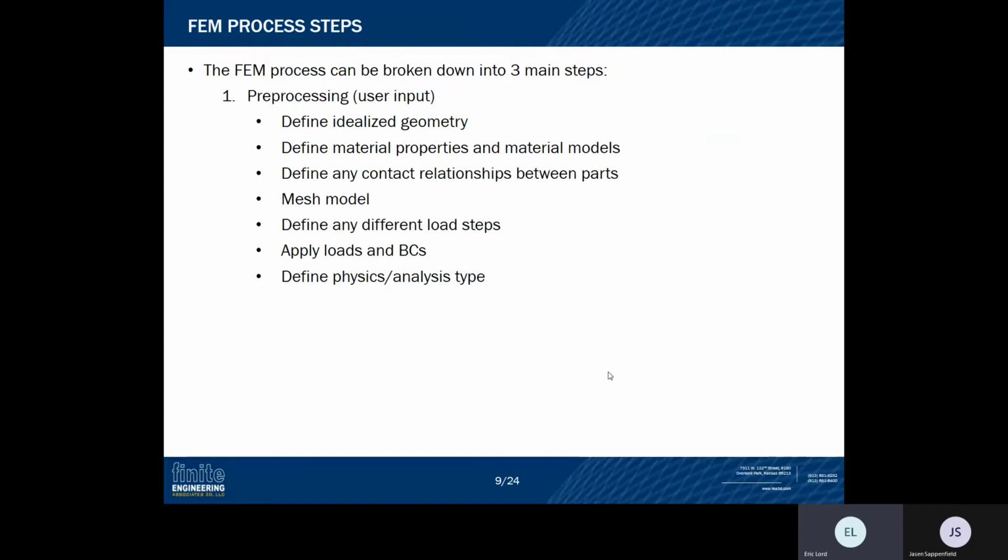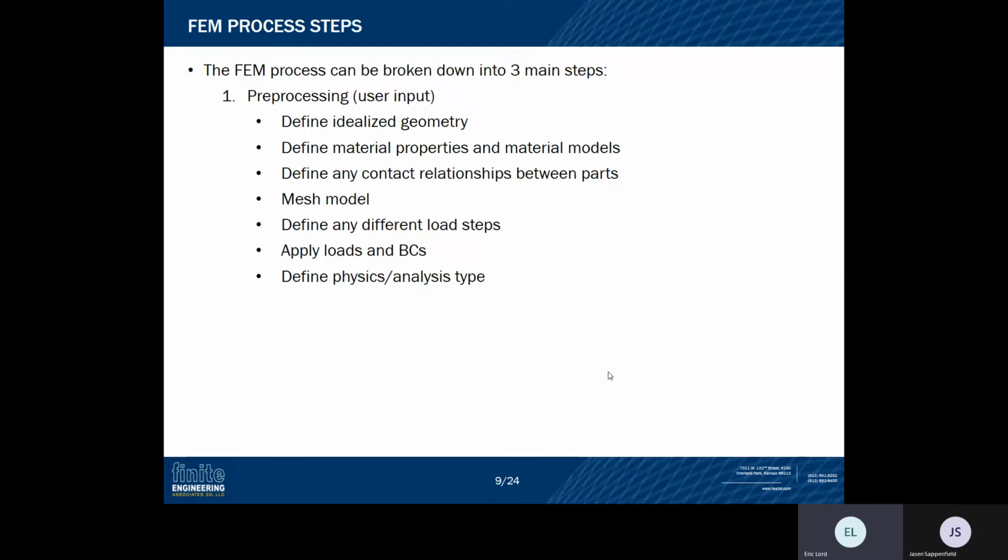And then we go through and we mesh the model. And then after that, we want to define any load steps that we have. So maybe we first have, let's say, a simple structure that we put some kind of load on it. And then a few seconds later, another load comes on.